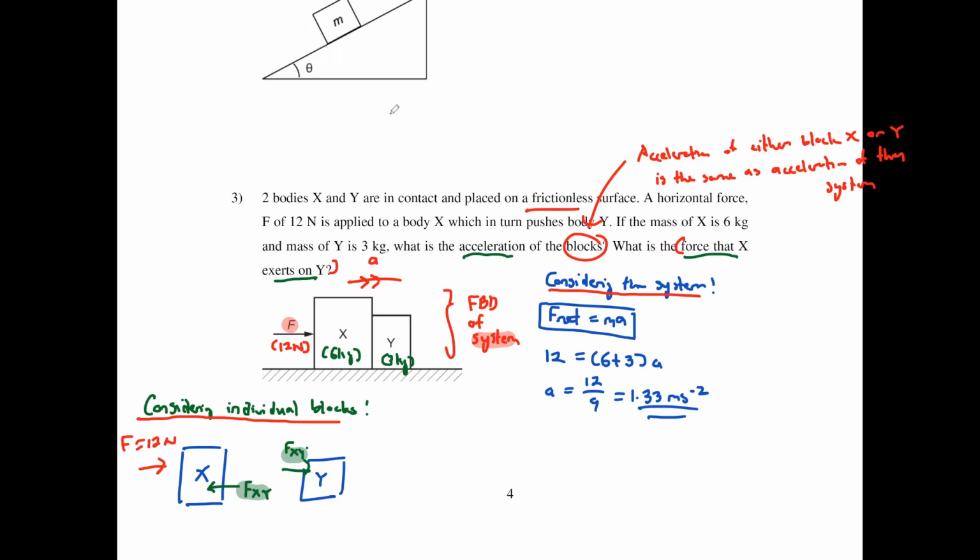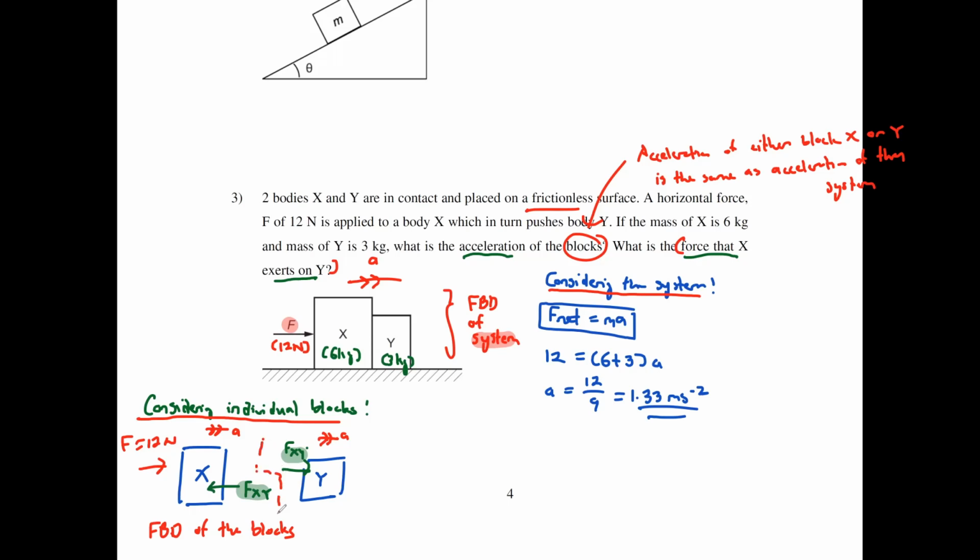Both will move with the same acceleration of a, which is 1.33 meters per second squared that you've just found. So this is the free body diagram of the blocks. This is showing you all the forces acting on the individual blocks. They are separate.